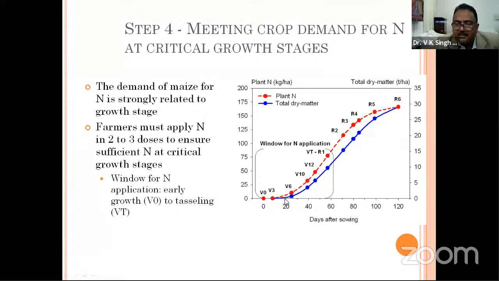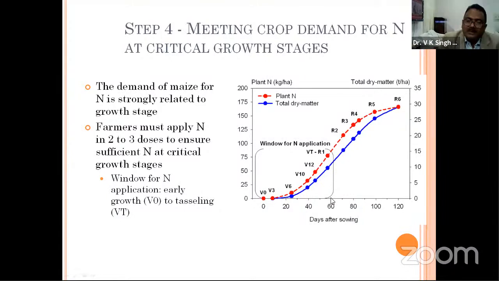But from V3, a small amount of nutrient is required, to V6, and then V10, then V12, VT means tasseling. So these are the stages where nitrogen is needed. So the first thing, we find the right time: we should skip the application of nitrogen at the time of sowing, and that gives higher nutrient use efficiency. With a lesser amount of nitrogen, you can get better yield.